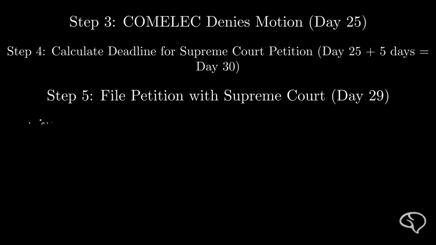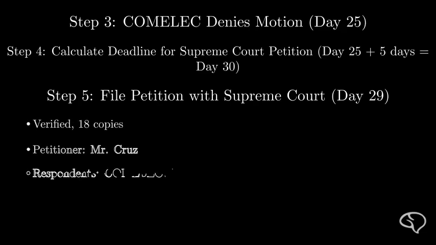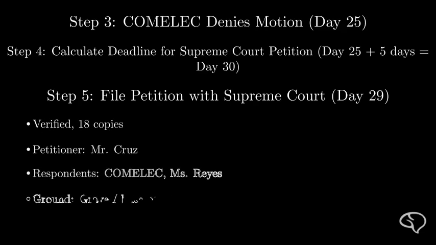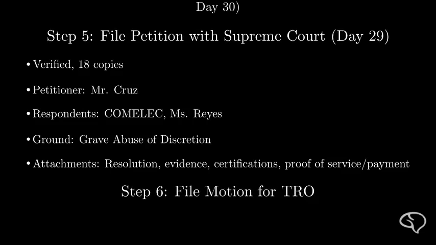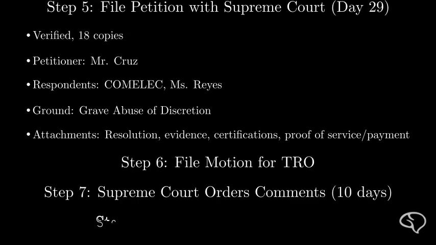On day 29, you file your petition. You ensure it's verified, and 18 copies, names Comelec and Ms. Reyes as respondents, clearly states the grave abuse of discretion and includes all the required attachments and certifications. You also pay the fees. You also file a separate motion for a TRO to prevent Ms. Reyes from taking office while the case is pending.